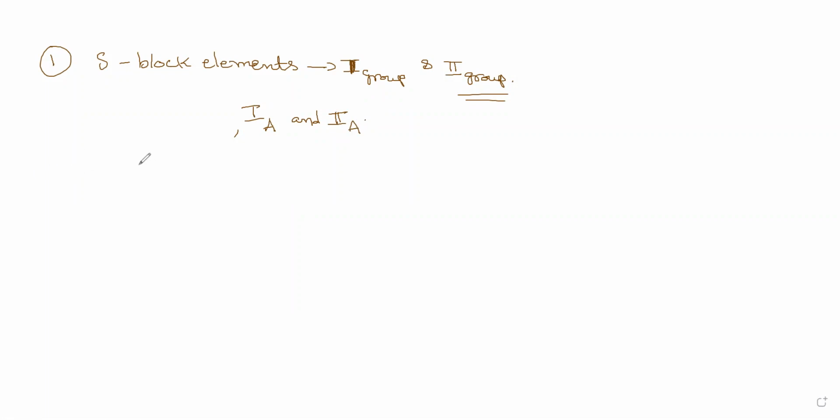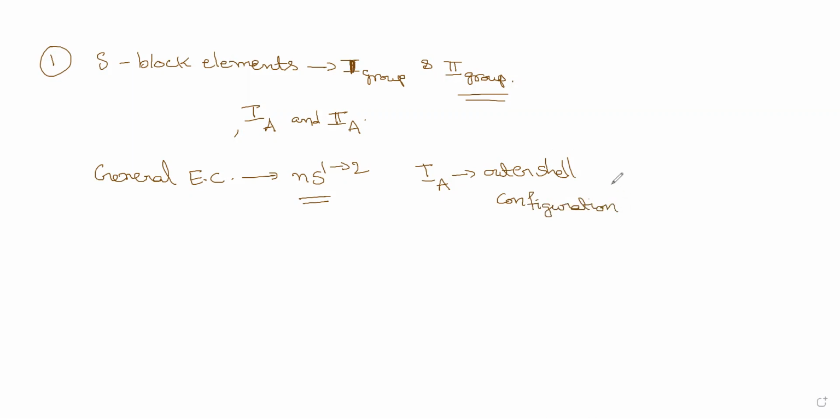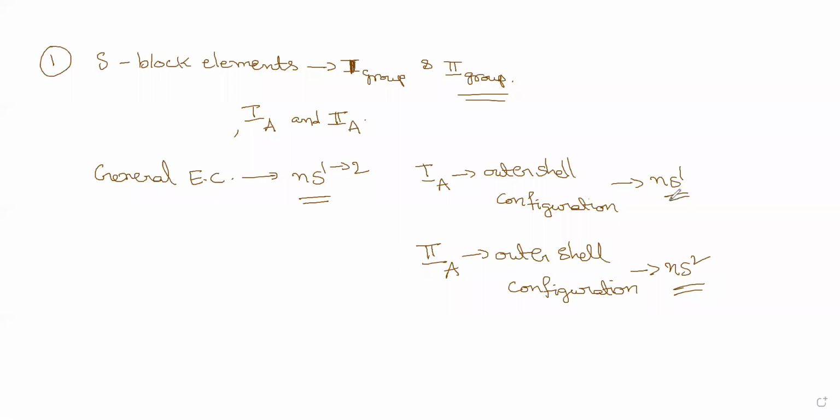Now, they have general electronic configuration NS1 to 2. For the first block 1A, this is the outer shell configuration, you have to remember this. The outer shell configuration is NS1, and similarly for 2A the outer shell configuration is NS2. So these are the things which you have to remember.